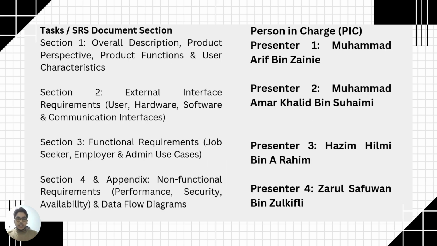Next, for our project, we distributed the task into four main sections. Section one is overall description, product perspective, product function, and user characteristic. Section two is external interface requirements: user, hardware, software, and communication interfaces. Section three is functional requirements: job seeker, employer, and admin use cases. Section four and the appendix cover non-functional requirements: performance, security, availability, and data flow diagrams. The presenters are: presenter 1 is Muhammad Arizani, presenter 2 is Muhammad Ahmad Khalid bin Suhaimi, presenter 3 is Hamdan bin Abdul Rahim, and presenter 4 is Zaru Safwan bin Zulkifli.